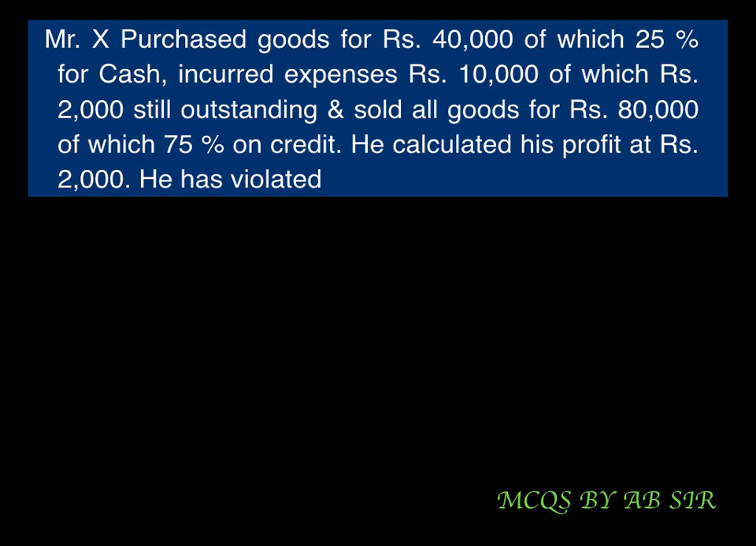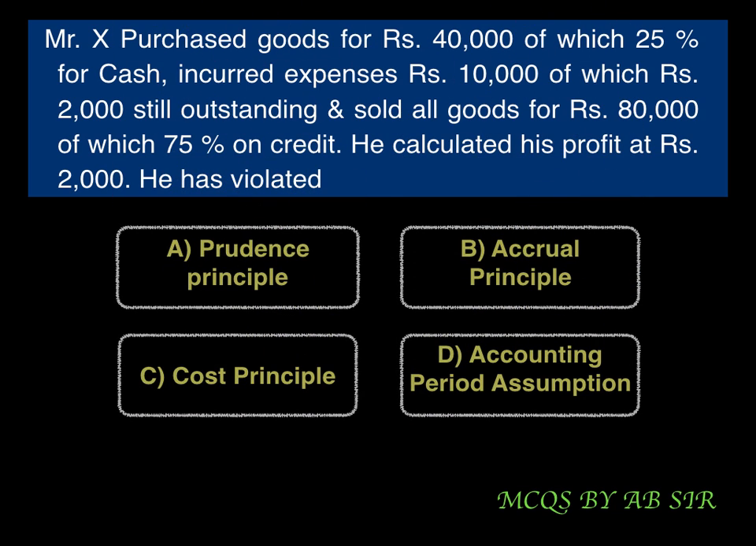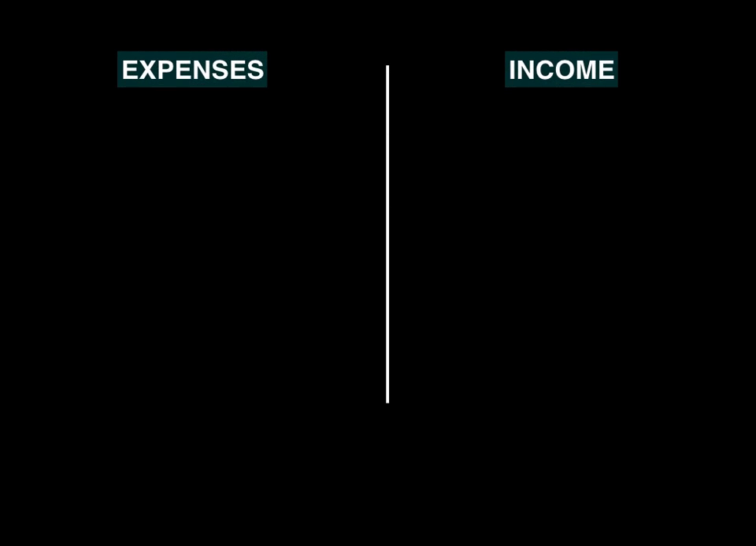Now he calculated his profit as 2,000 rupees. They are asking which principle was violated. Okay, so we have to analyze it. The options given are these. Did he violate the principle of prudence, or accrual, or cost principle, or accounting period? Which one? So we have to analyze it. So let's see. We know that we have to compare the expenses with the income to reach the amount of the profit.